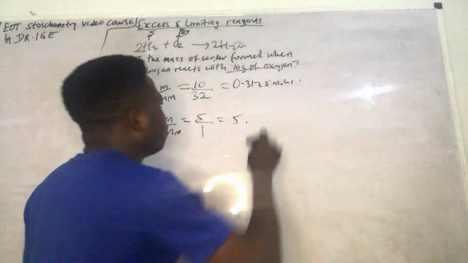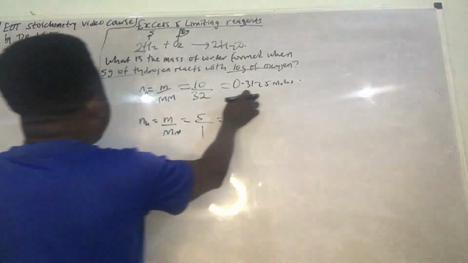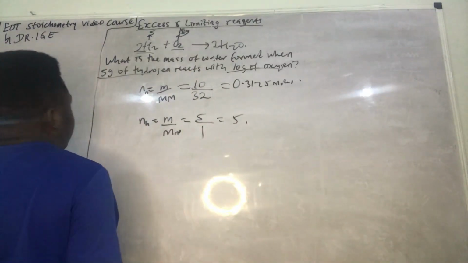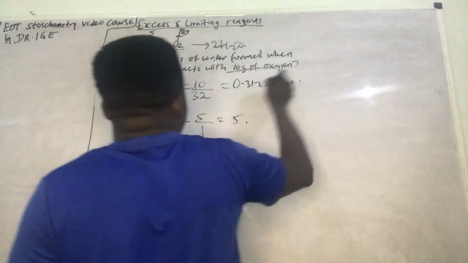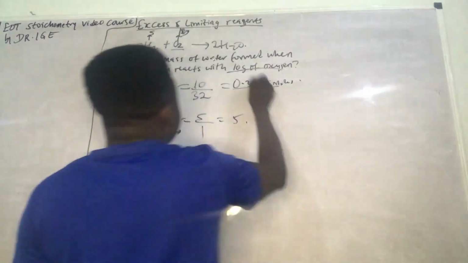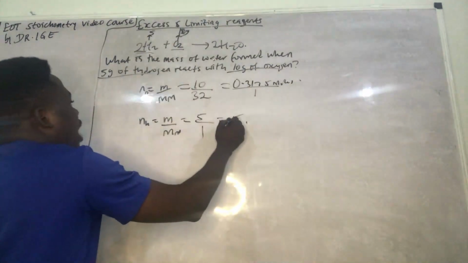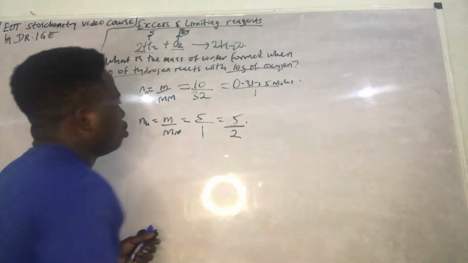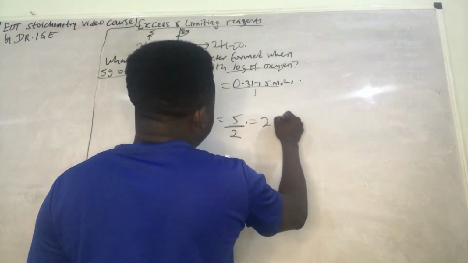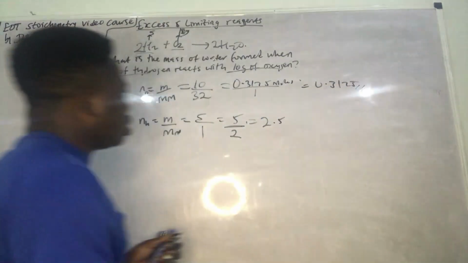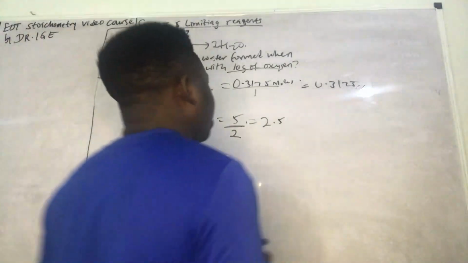Now, when you have gotten these values, use them to divide by the coefficients in the reaction. That is, in the reaction, oxygen is 1, right? You say divide by 1. In the reaction, hydrogen is 2, divide by 2. I don't know if you get the logic. So 5 divided by 2 is 2.5. This one divided by 1 is 0.3125. So we check from this method, which of them is the limiting reagent?